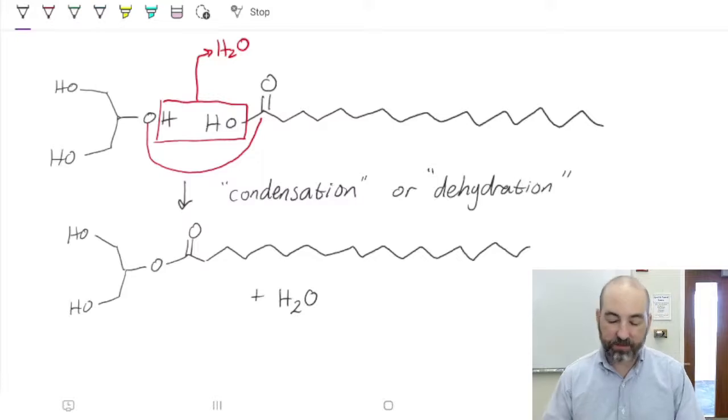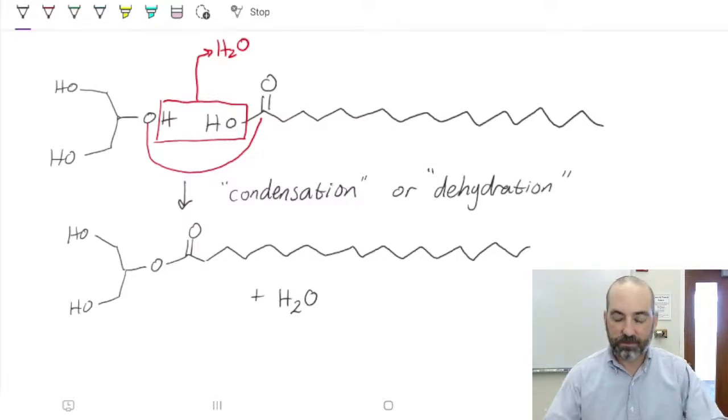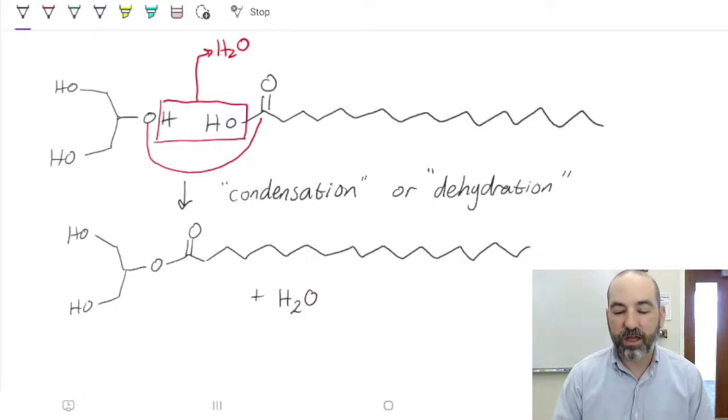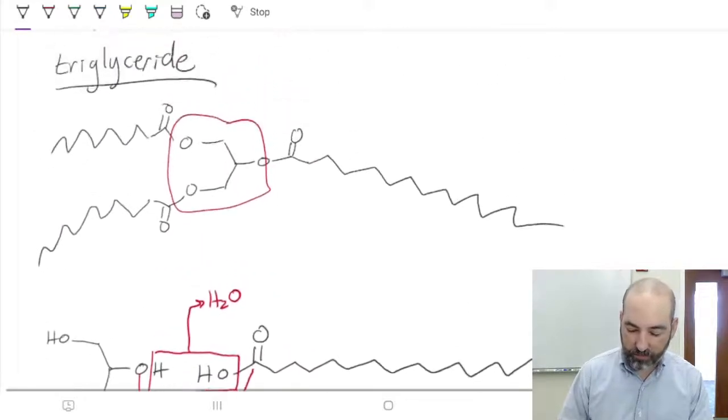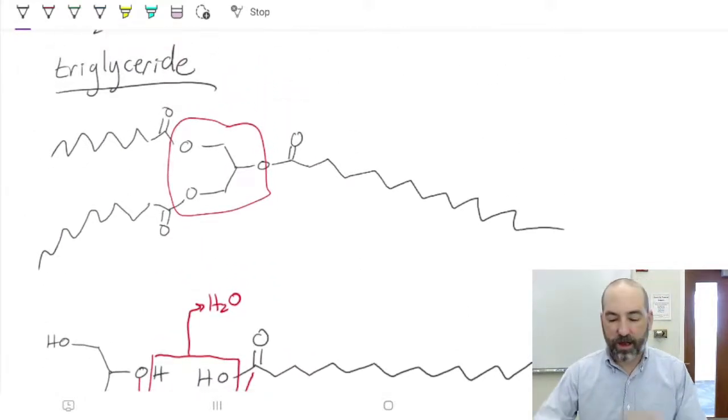Now this doesn't just sort of happen like this. You can't just mix up some glycerol in your fatty acid and expect this condensation to occur. Experimentally it takes a little bit more, which we saw last week. We did something a little bit different, but this is the basic idea of how those molecules connect. So if we do that 2 more times, we end up with this triglyceride.